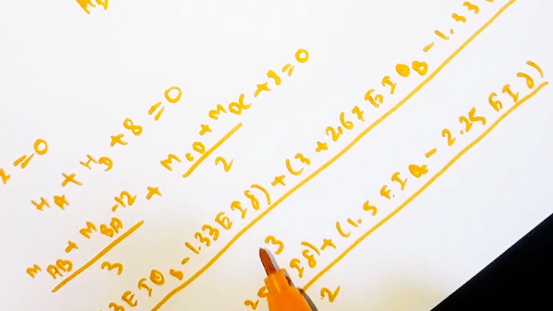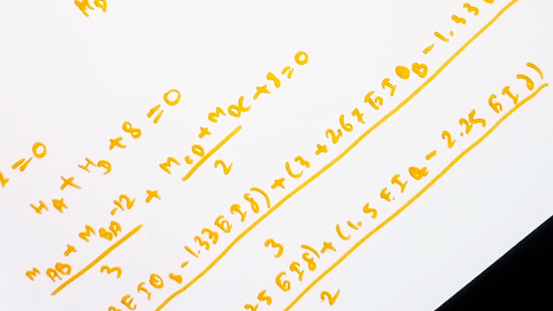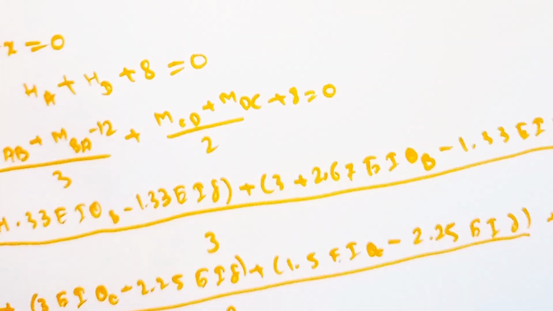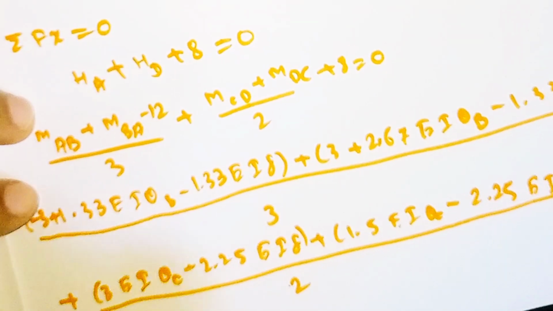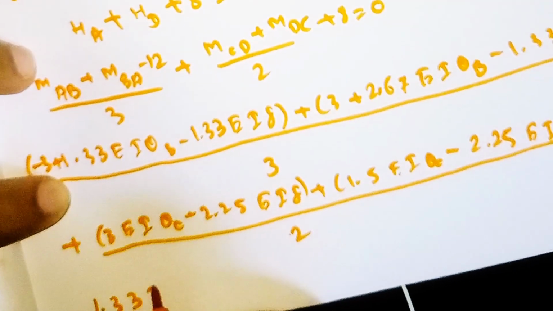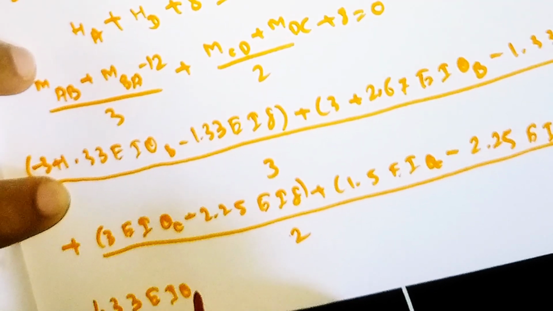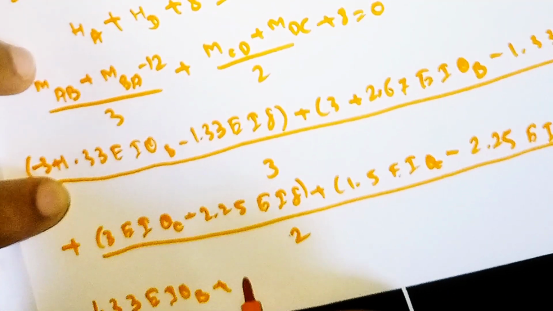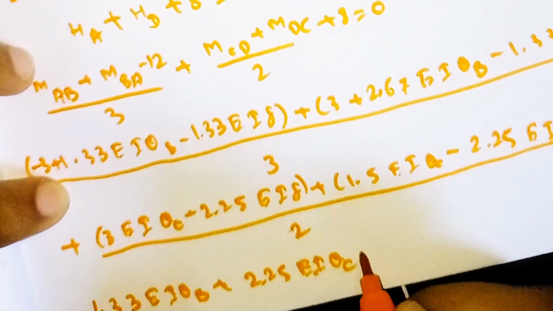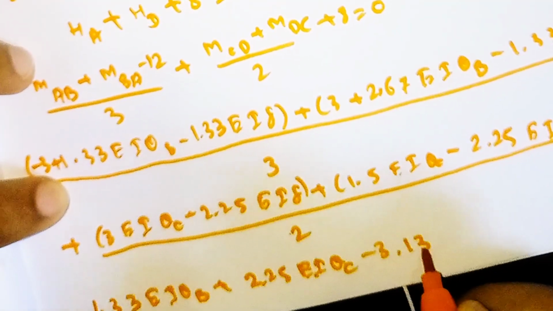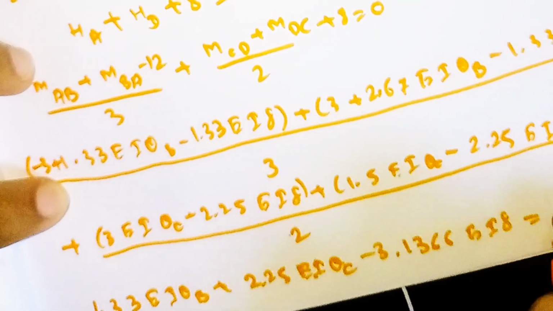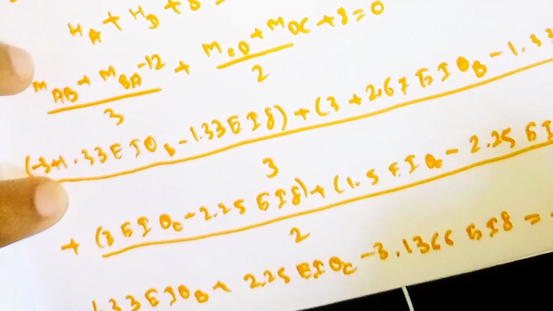So now make it separate and simplify this. The final answer after simplifying will come out as 1.33 EI theta B plus 2.25 EI theta C minus 3.1366 EI delta is equal to minus 4. Call it equation number 3.